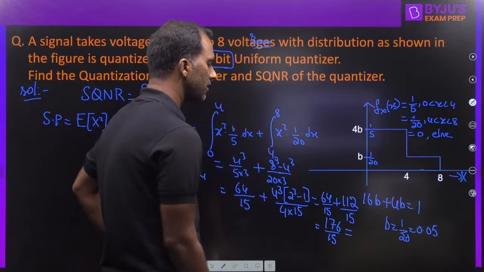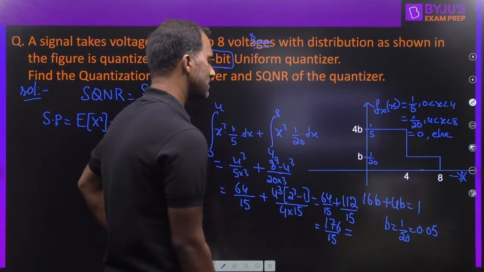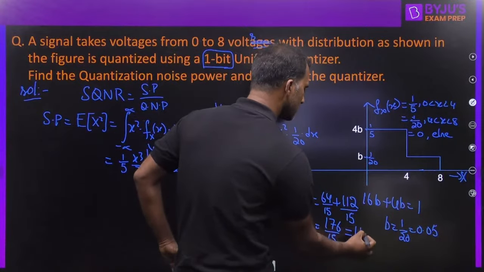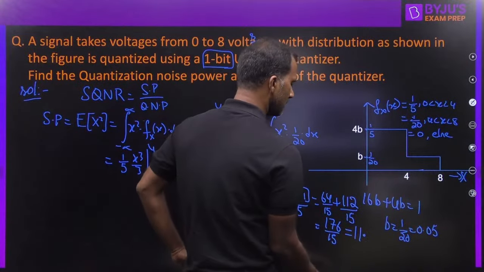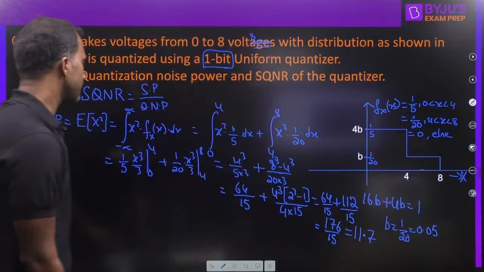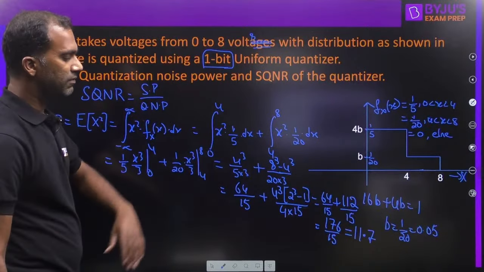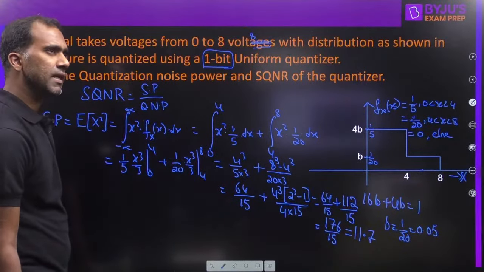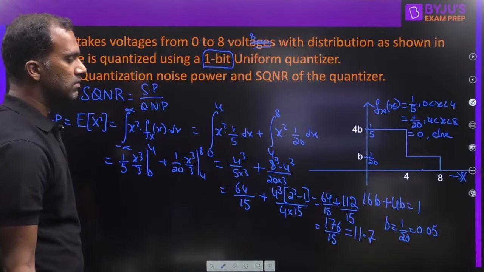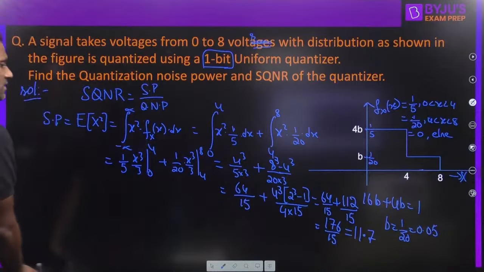15 tens are 150. 15 elevens are 165. It is approximately 11 point something, 11.7 or 11.8, something like that. So if you want, you can convert that into dB scale. It will be roughly around 10 dB, since 10 is 10 dB. So it is 12, which means it will be somewhere around 11 or 12 dB. Fine. So we got the signal power.